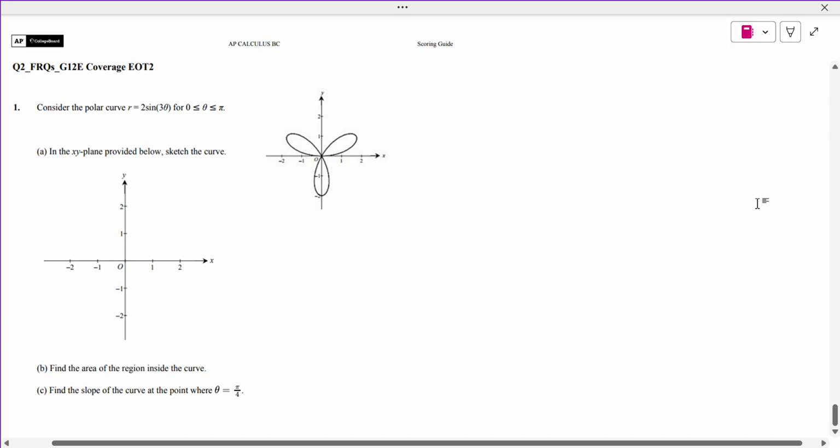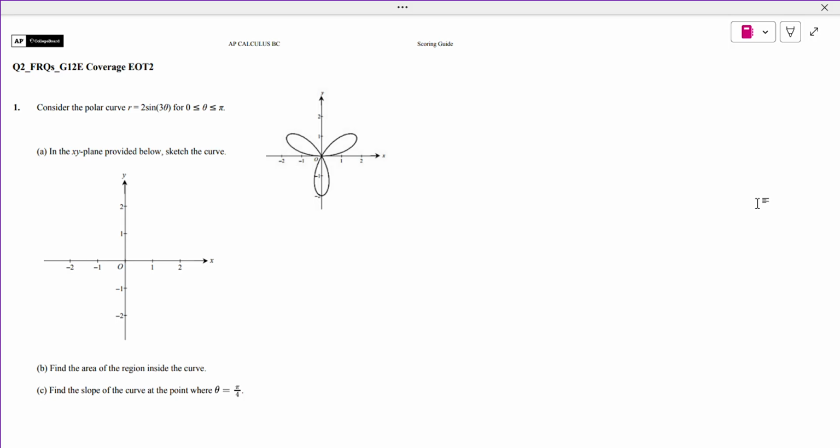In this video I will be doing question 2 from the coverage of a grade 12 elite for term 2. This suggested question from the College Board says: consider the polar curve r equals 2 sine of 3 theta from 0 to pi. Part A, in the xy plane provided below, sketch the curve. Part B, find the area of the region inside the curve. Part C, find the slope.